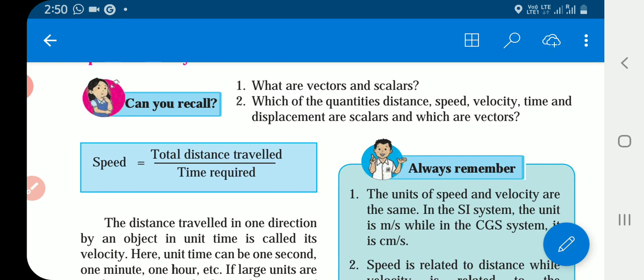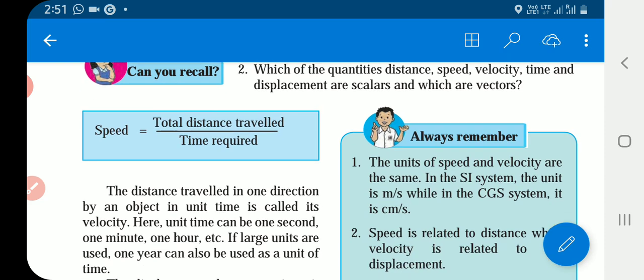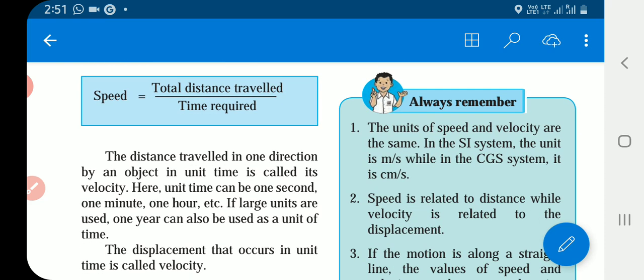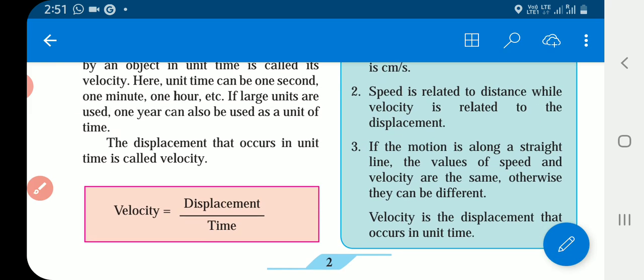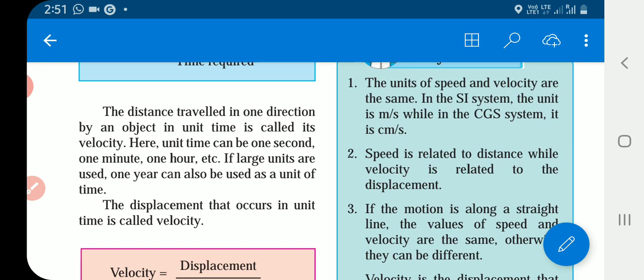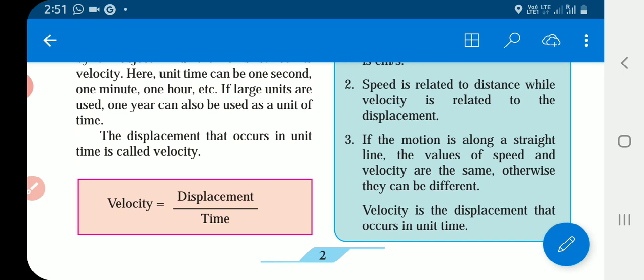A very simple definition and formula for speed. Speed is total distance traveled upon time required. The distance traveled in one direction of an object in unit time is called its velocity. One unit of time can be 1 second, 1 minute, 1 hour, etc. The displacement that occurs in unit time is called velocity. So, velocity is equal to displacement upon time.